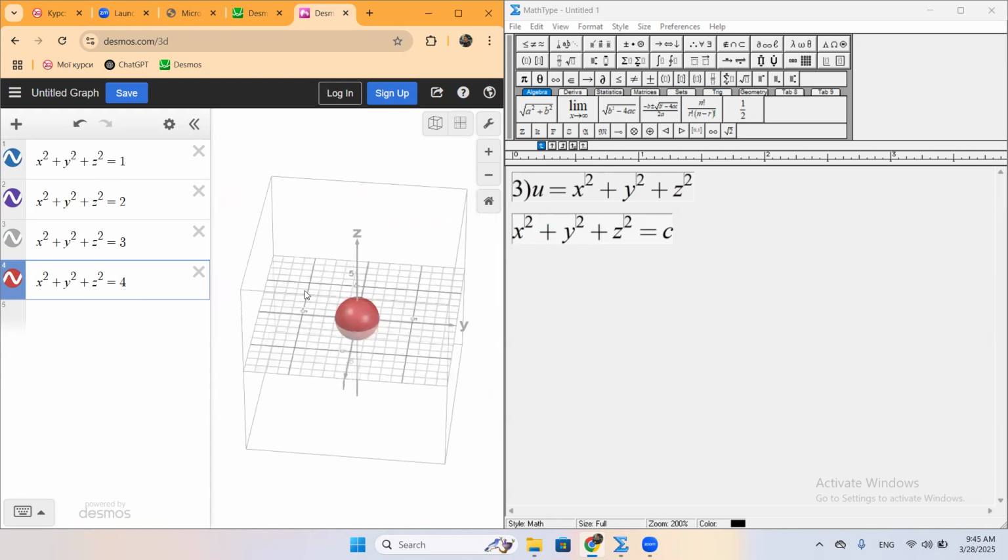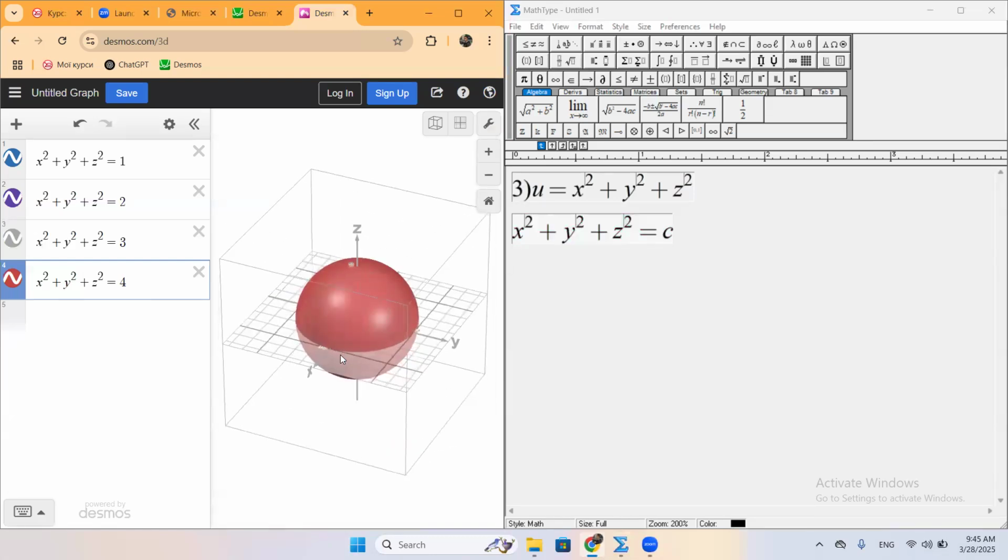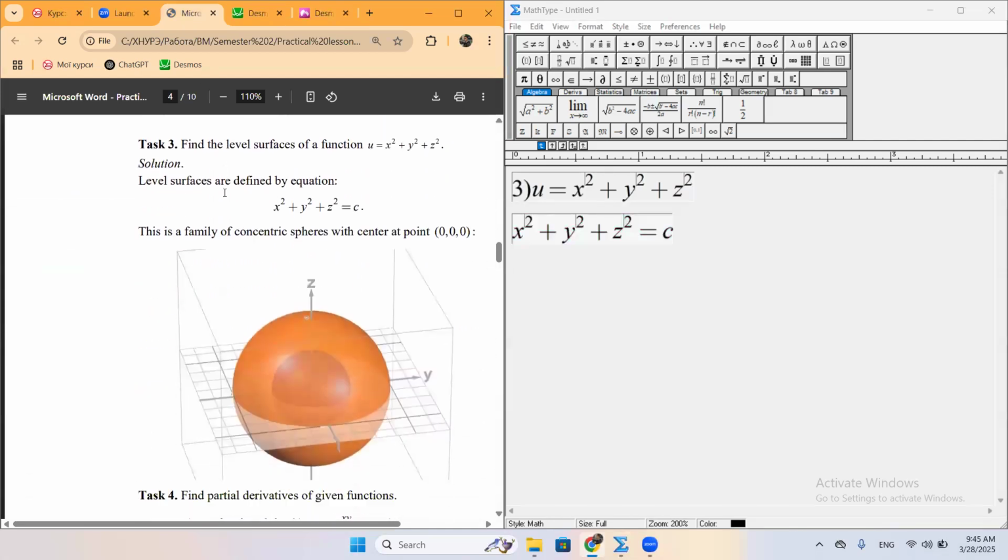Any questions about this exercise? So we have concentric spheres. No questions, right? Okay, let's move next.